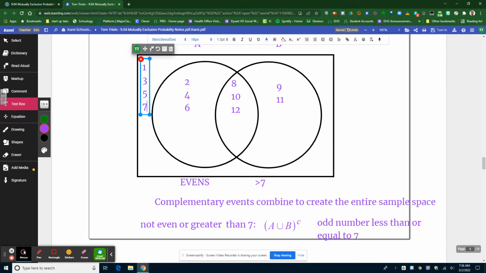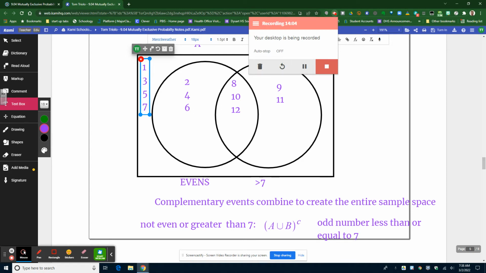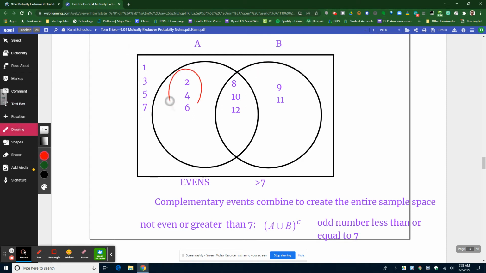So now that you have all the information you need, go to the next page and answer the probabilities. Take a look here. A is not just those numbers. Okay. A is all 6 of these. So probability of A are all of your evens. Probability of B are all of your numbers greater than 7. So I got 6 twelfths and 5 twelfths.